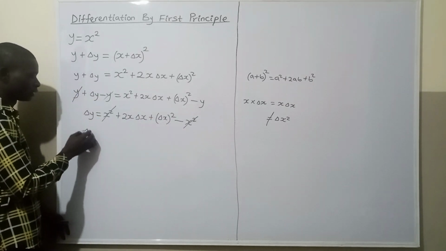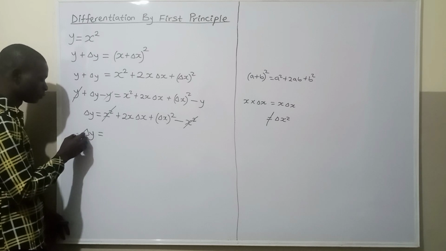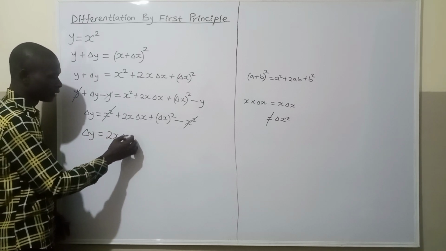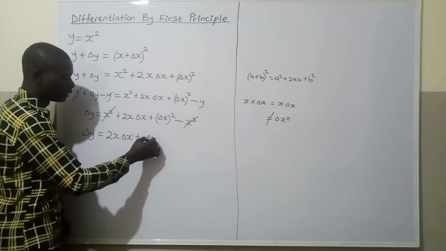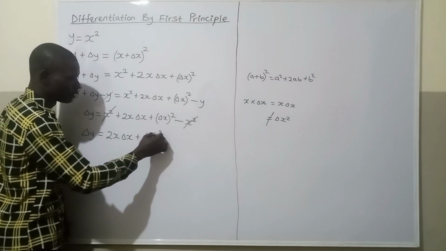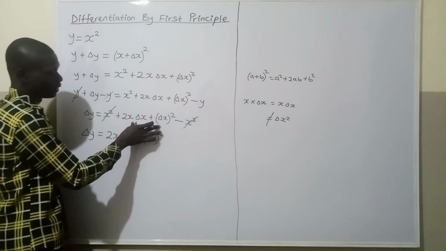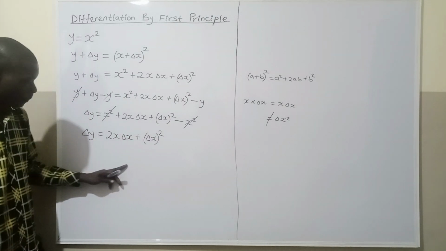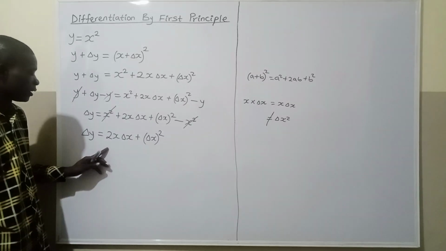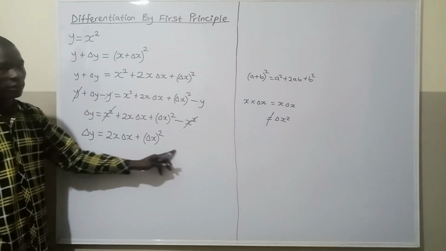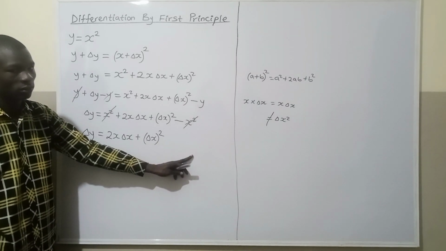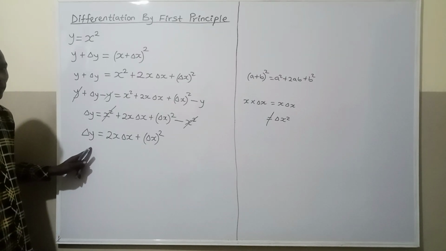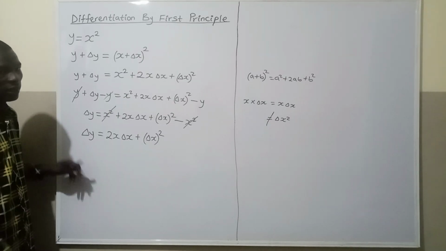It means our delta y will now be equal to 2x delta x plus delta x squared, because these two would have cancelled out. We'll be left with just these two. So once we have been able to achieve this particular feat, we have simplified the right hand side of the expression, or the equation as you may want to say. Then the next thing now is to divide both sides by delta x.